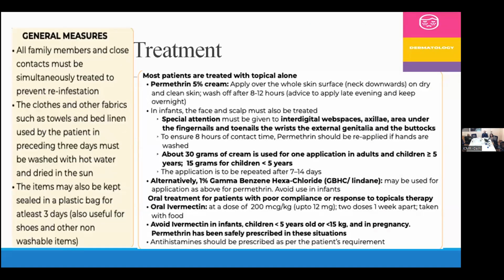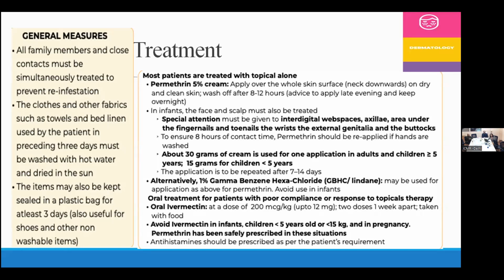Then the general measures, which are very important. Now, this is very interesting. In our MBBS, no matter how many times we emphasize this to our students, it requires repeat validation, because they miss out some of the points. Why all members must be treated, why the clothes should be treated, and we've even gone to say, since people may not be doing it, keep it in a sealed plastic bag if it's for shoes and other non-washable items. So like sir said, providing literal, very practical inputs for them. And for how long: 3 days, towels and other bed linen.